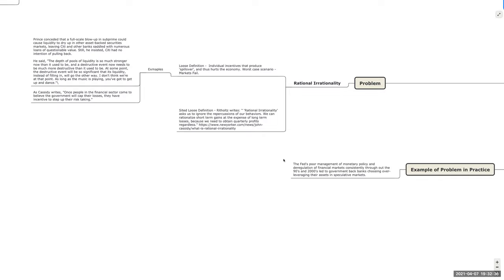With that in mind, we can talk about rational irrationality. My loose definition, which I have up top, is individual incentives that produce "spillover," a term taken from the economist Pigou, and thus hurt the economy. Worst case scenario, a market can fail.